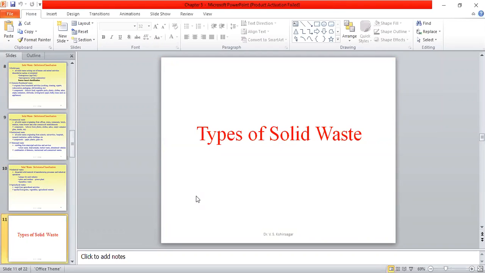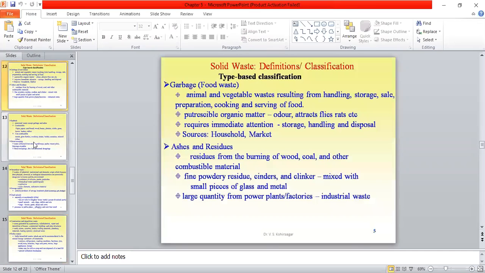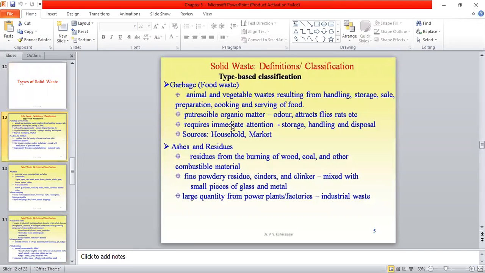Then next we discussed the types of solid waste. In the types of solid waste, first we saw the type-based classification. First is garbage, or simply, again I will repeat, it is putrescible waste. It will decompose due to organisms. It is naturally getting decomposed, and that is called putrescible. But while decomposing, it will generate bad smell and odor, attract flies, etc. That is the issue with garbage.